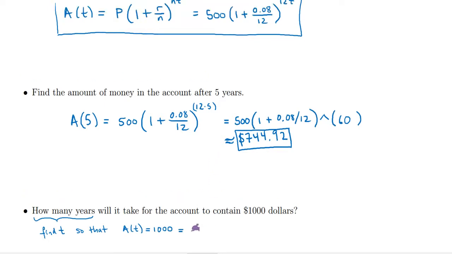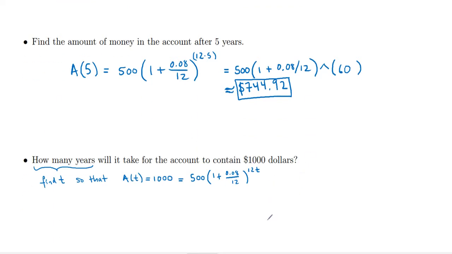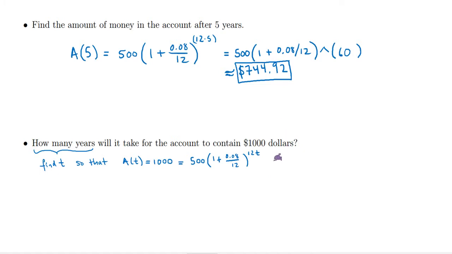So this will be 500 times 1 plus 0.08 divided by 12, to the power of 12t, equals 1,000. Now to actually solve this, we are going to need some more advanced knowledge. So this will come up again when we are solving exponential equations. This is an exponential equation.